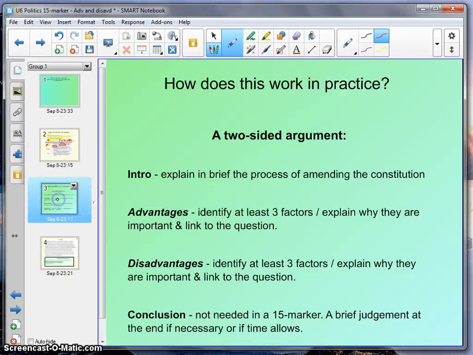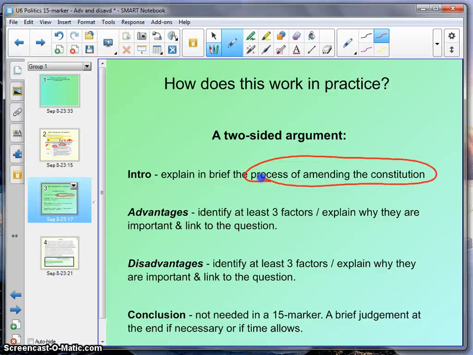How does it work in practice? Well, the way I always figure it, you have a brief introduction explaining in brief the processes in this particular essay of amending the Constitution. So this is talking about the different kinds of amendment process, the exact proportion of support you need in Congress, and then from the state legislatures and things like that.